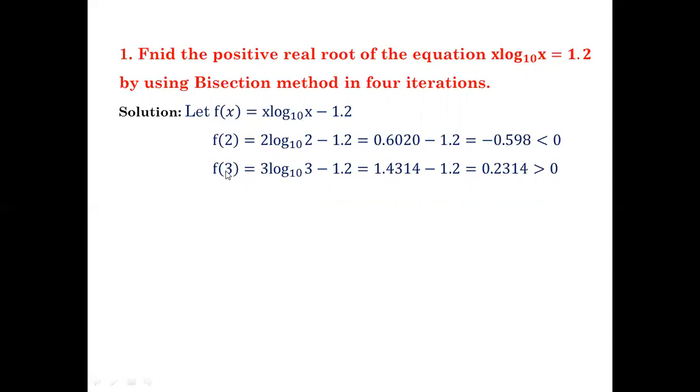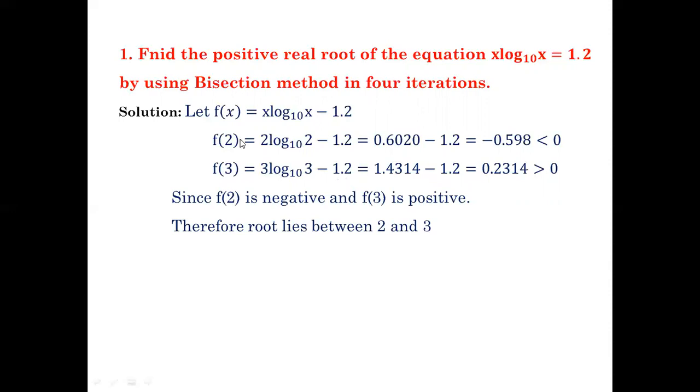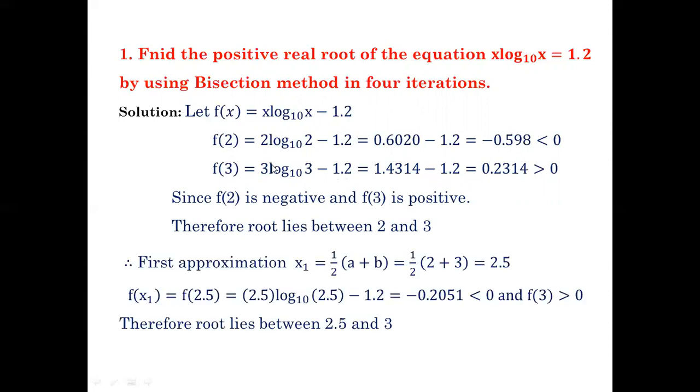Next, replace x by 3. f of 3 is 3 log 3 minus 1.2. 3 log 3 is 1.4314, minus 1.2, which is equal to 0.2314, which is positive, more than 0. Therefore, f of 2 is negative, f of 3 is positive. Therefore, the root lies between 2 and 3. The first approximation x1 is equal to 1 by 2 into a plus b, where a is 2, b is 3, that is 1 by 2 into 2 plus 3, which is 5 by 2, that is 2.5.